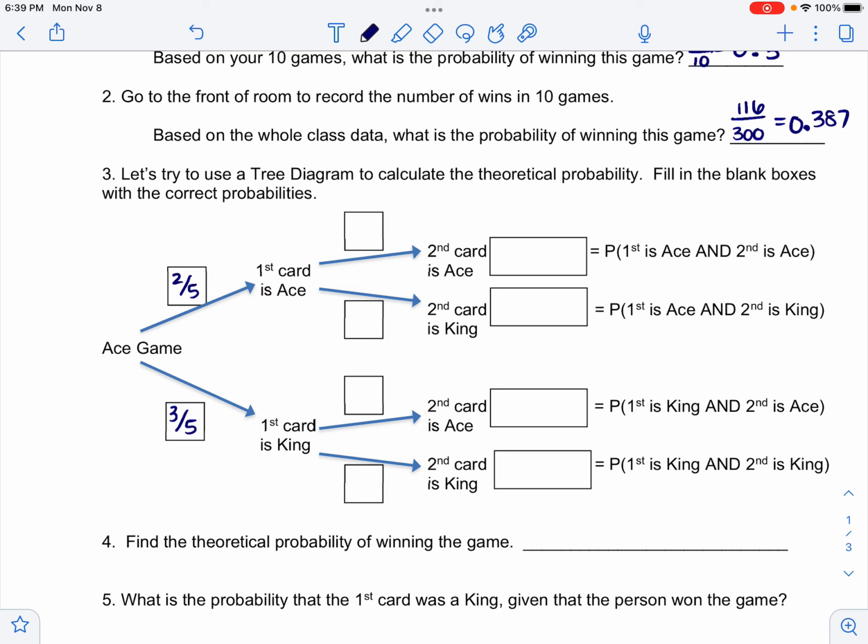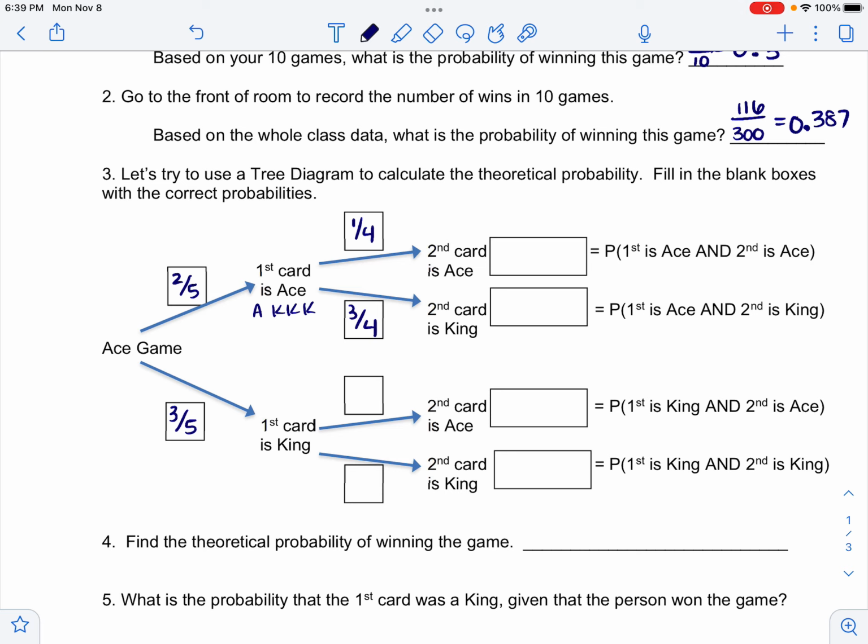Now, after I pick out, let's start with the ace, the top part of the tree diagram. After I pick out the ace, now my deck looks a little bit different. I only have 1 ace and 3 kings. All right, so after that one is gone, what is the probability that I pull an ace card? Well, that's 1/4.